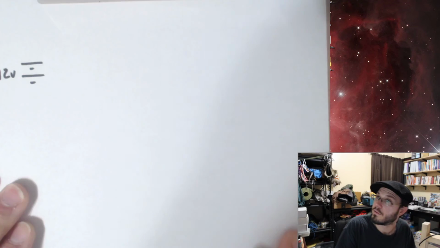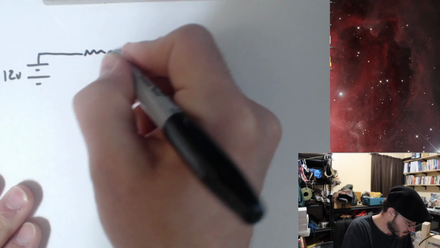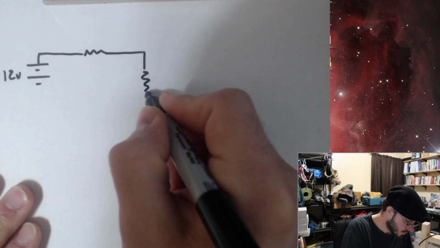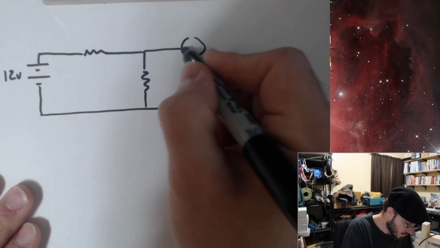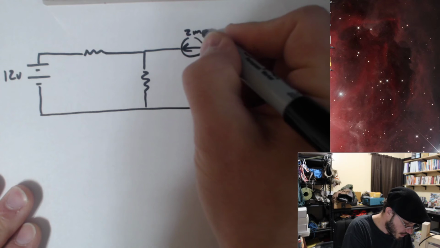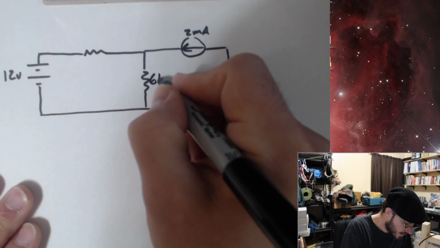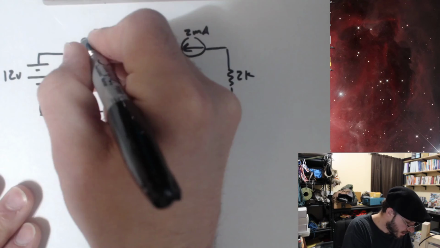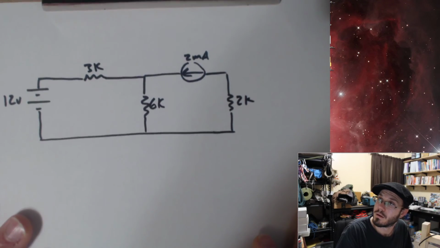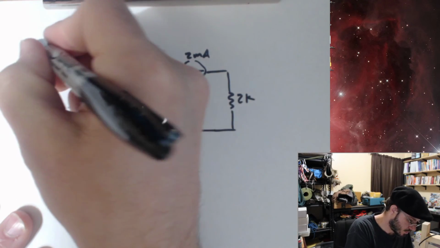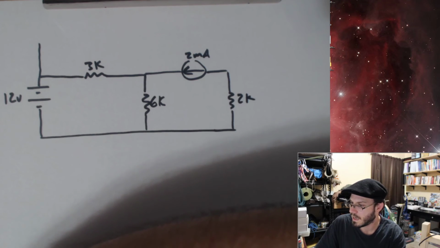So we have 12 volts. Two milliamps. 6K, 2K, 3K. And give me 1 second.